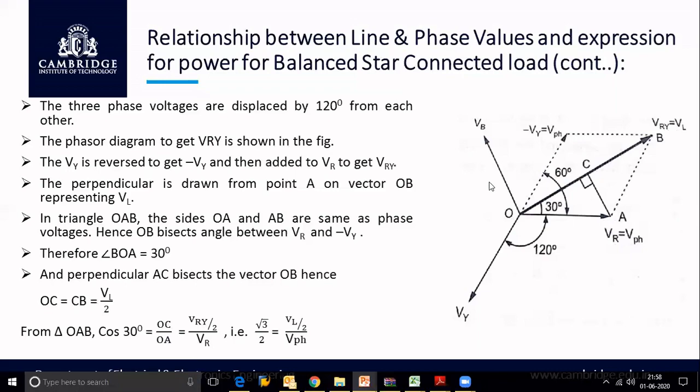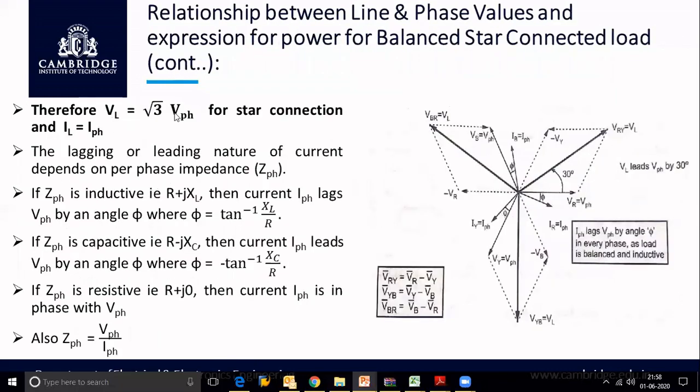All these VR, VY and VB are the phase voltages. VRY, VYB and VBR are the line voltages. So let us represent this VRY as VL and VR as V phase. Also we know that cos 30 degrees is equal to root 3 by 2. In both equations, the denominator 2 gets cancelled. Therefore, we get root 3 is equal to VL by V phase, or we can write VL is equal to root 3 V phase.